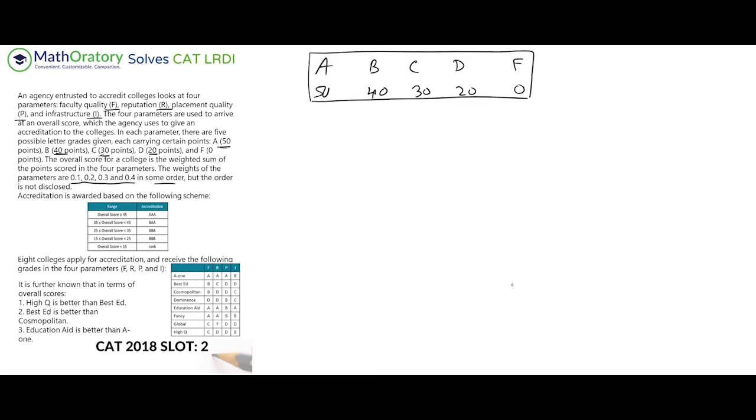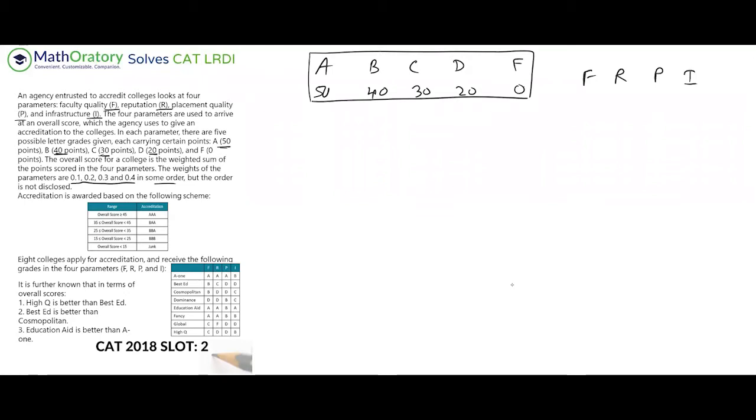Whenever you're reading this premise, you should be able to understand the four parameters that we had: F, R, P, and I. These are going to carry certain weights on these numbers, in some order. We don't know which one is which. That is pretty obvious, right? This is something we have to allocate. This table we will require later when we are calculating the overall accreditation of a particular college. But these three points are the vital ones which are mentioned. So let's go with each of the points.